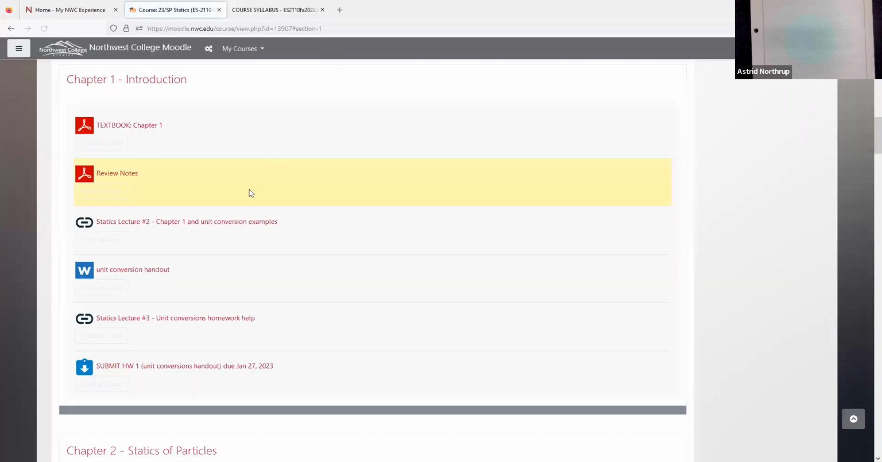Well, you go back into the material for chapter 1, and you see that what you do is you read through the textbook, you look at the review notes, you watch static lecture number 1, which is what we're recording today, and then static lecture number 2. Then you pull up the unit conversion handout, and this is actually the homework that you will be doing.